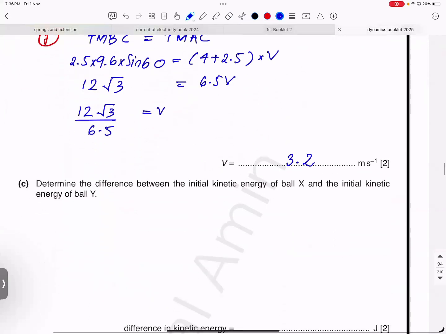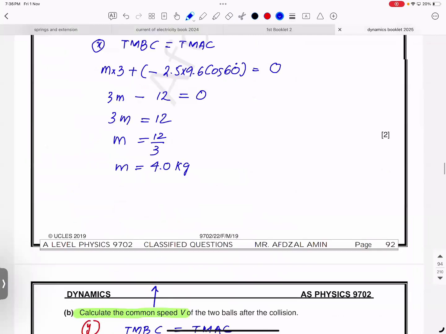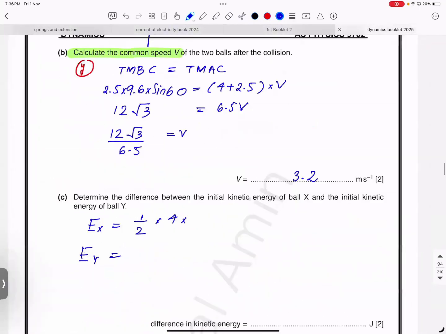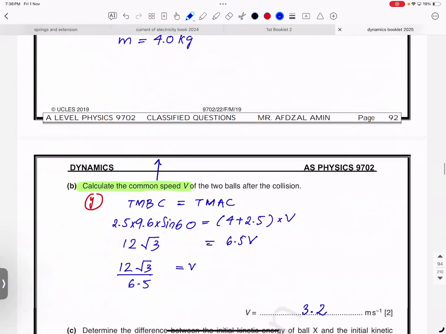Next question. Difference in their initial kinetic energy of X and initial kinetic energy of ball Y. Easy. Kinetic energy of X, separate. Kinetic energy of Y, separate. Initial, X was 4. Its initial speed was 3. 18 joules, right? Y, half, 2.5. Initial speed of Y was 9.6.